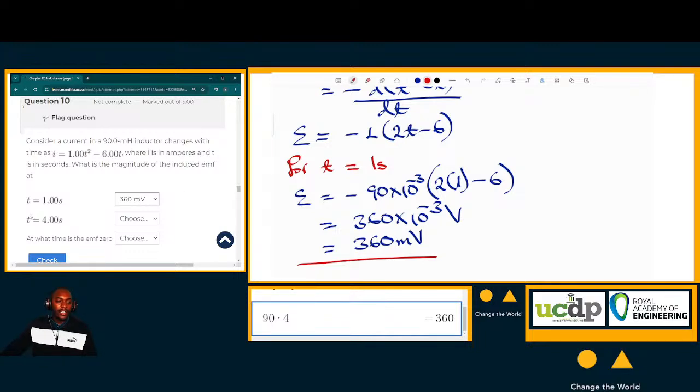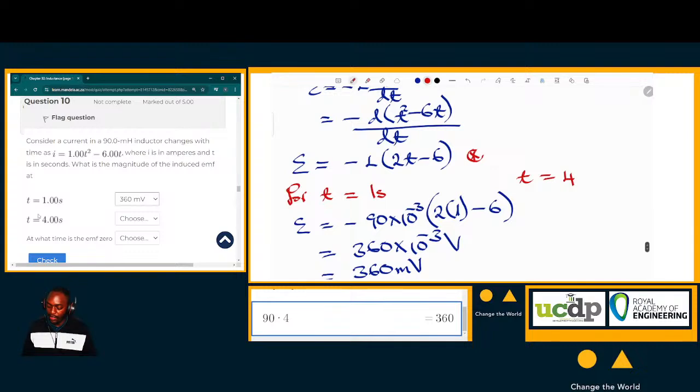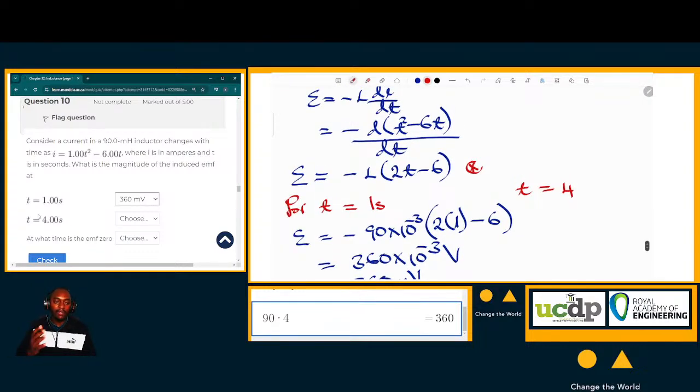I'm not going to do the t equals 4 seconds because you just substitute 4 in place of t. You will try that on your own, right? What's important is to realize that the expression has to be differentiated: you're given I and you have to determine its rate of change for the EMF to be induced. So basically that's what you have to do. Now I'll do the last part. At what time is the EMF 0?